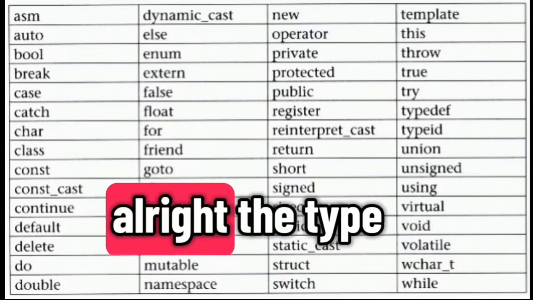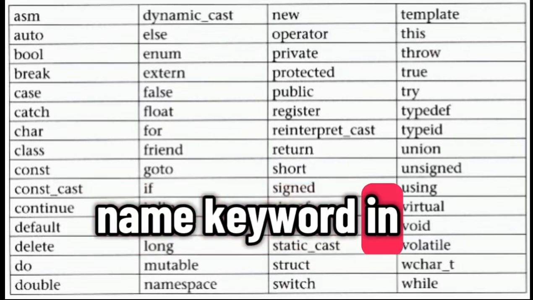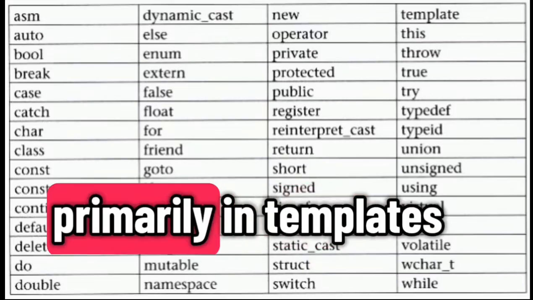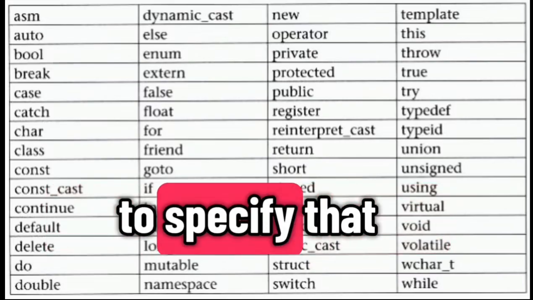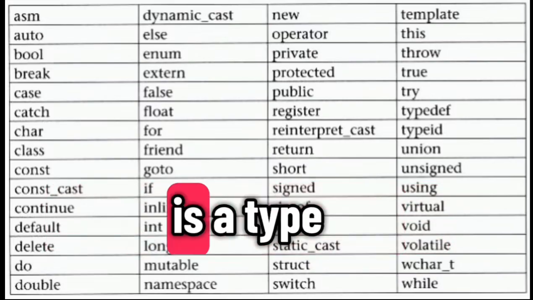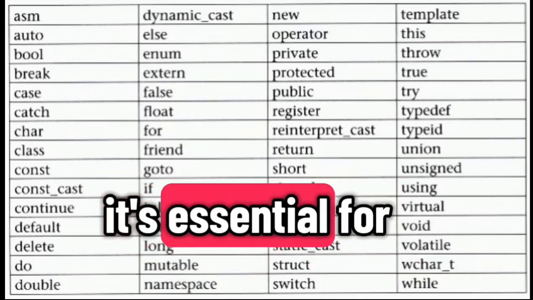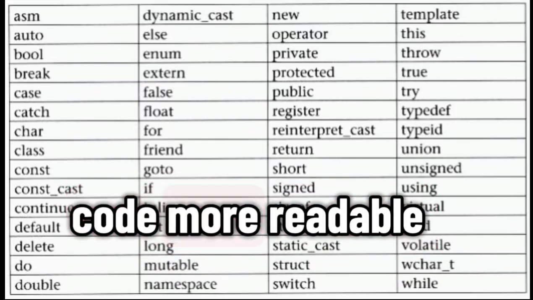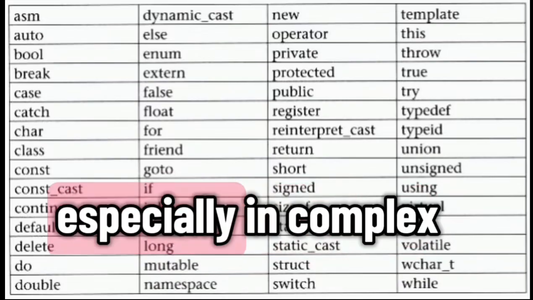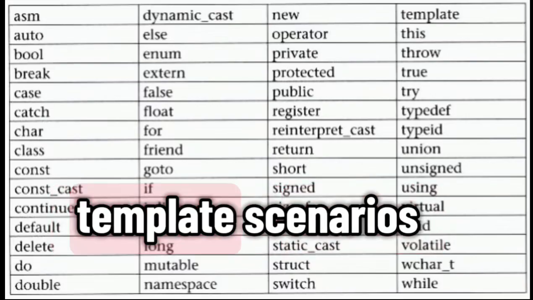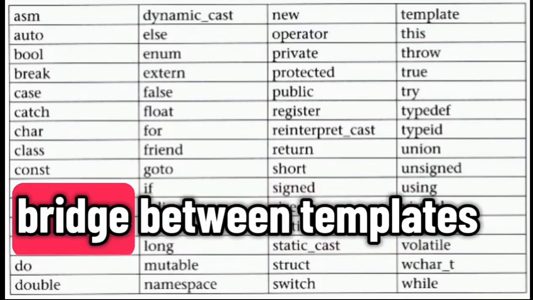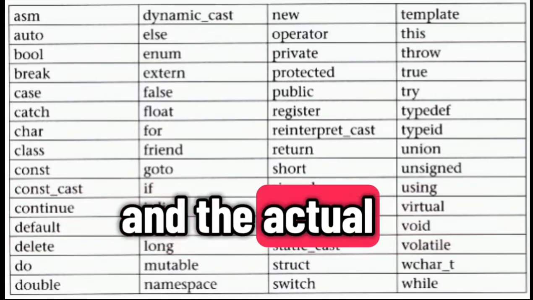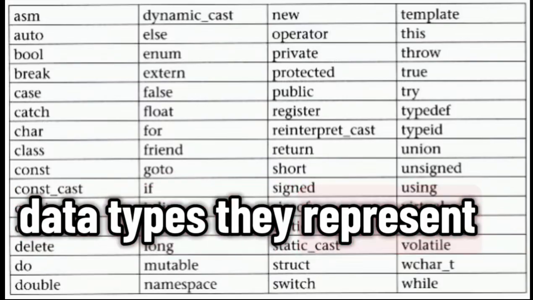All right. The typename keyword in C++ is used primarily in templates to specify that a given identifier is a type. It's essential for making the template code more readable and explicit, especially in complex template scenarios. It's like a bridge between templates and the actual data types they represent. Want to dive deeper?